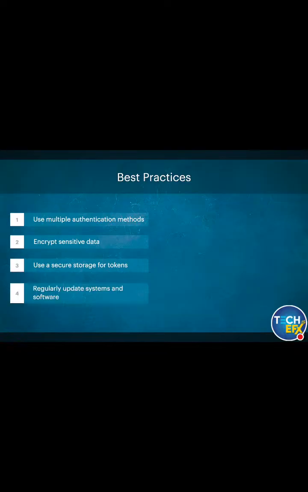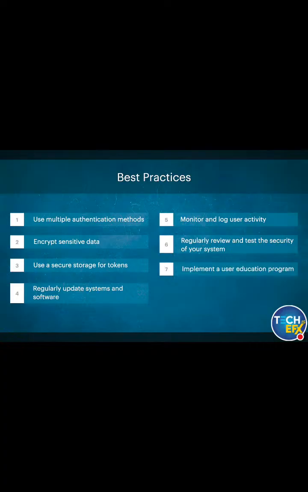Regularly updating system and software can help to patch any known security vulnerabilities and keep the system up to date with the latest security features. Monitoring and logging user activity can help to detect any suspicious activity or malicious behaviors, and can also be used to investigate any security breaches that may occur. Regularly reviewing and testing the security of a system can help to identify any potential vulnerabilities and ensures that the system is functioning as intended.